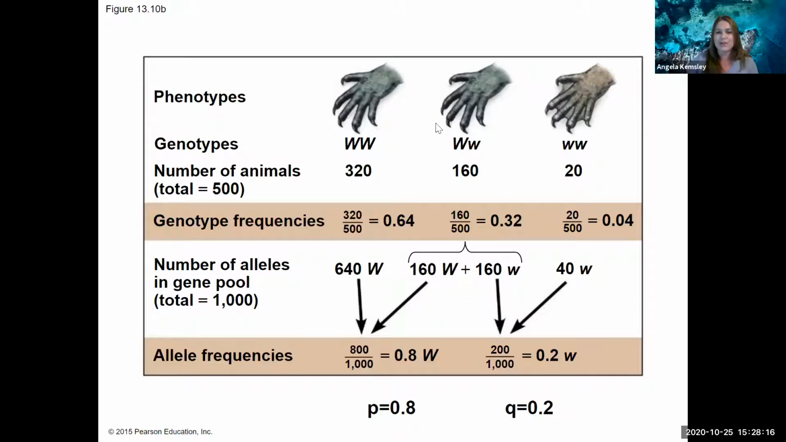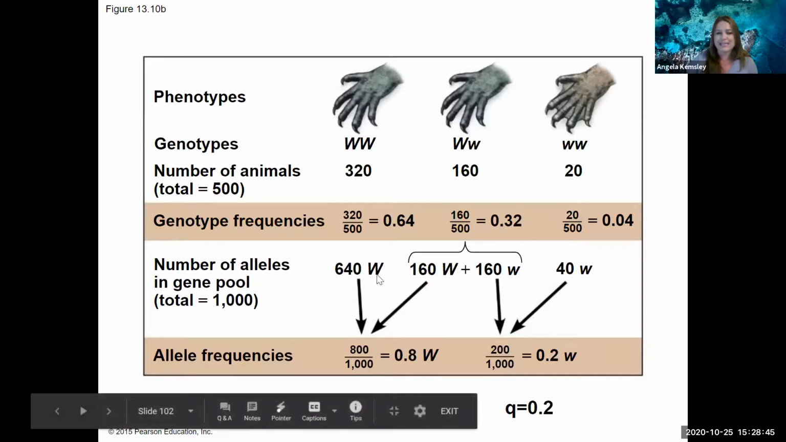If we look at our heterozygous individuals, there's 160 of them that each have a big W and each have a little w. So our heterozygous individuals are contributing 160 big W's and 160 little w's. Then if we take a look at our homozygous recessive individuals, there are 20 of them, each contributing 2 little w's to the gene pool.